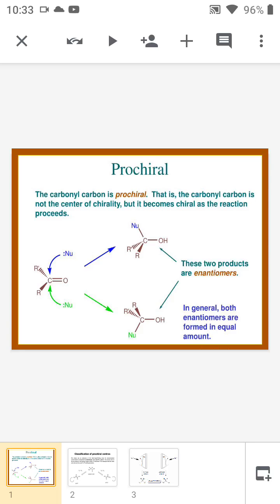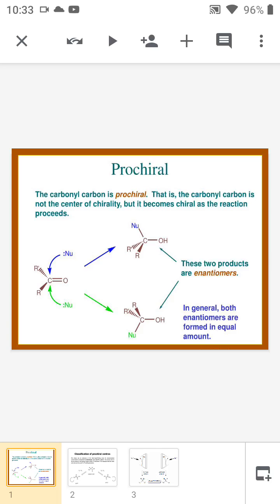Good morning, everybody. Today we are discussing the next topic of stereochemistry, that is the prochiral center. Till this portion we have discussed how chirality arises in an organic compound. Chirality means if a carbon is substituted by four different substituents, then the molecule is non-superimposable on its mirror image, so it is chiral. So here we are discussing prochirality.